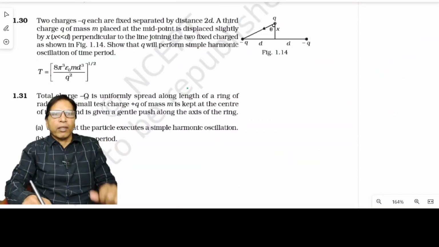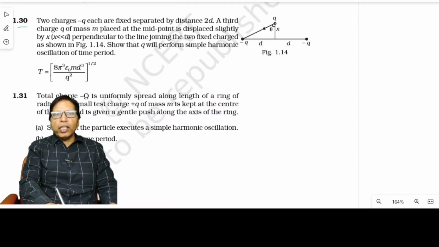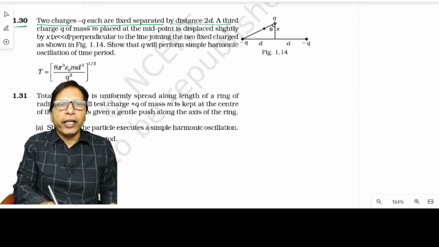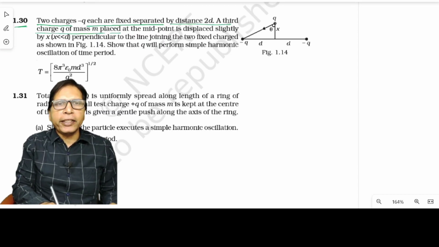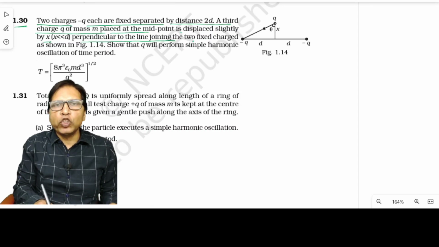Okay. Now look at this question number 1.30. Two charges minus q each are fixed, separated by a distance 2d. A third charge q of mass m is placed at the midpoint and displaced slightly by x perpendicular to the line joining the two fixed charges, as shown in the figure.